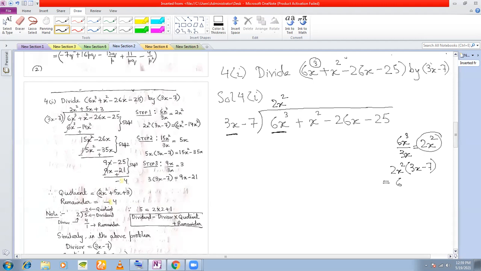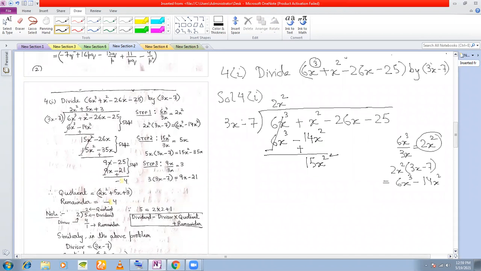So how much do you get? 6x cube minus 14x square, right? We write this here. So you write 6x cube minus 14x square. Now you subtract. Change the signs, cancel this. So you get 15x square, right?